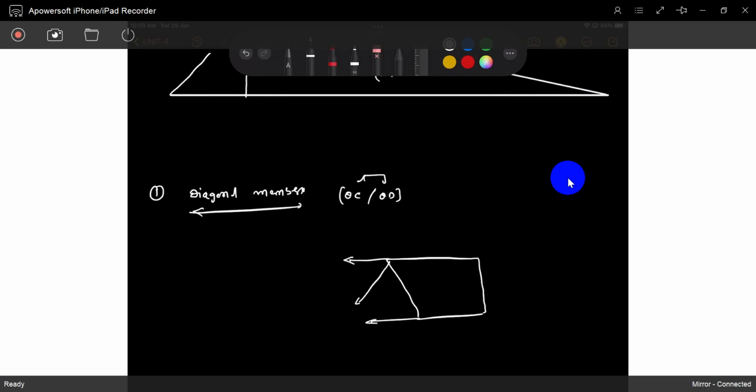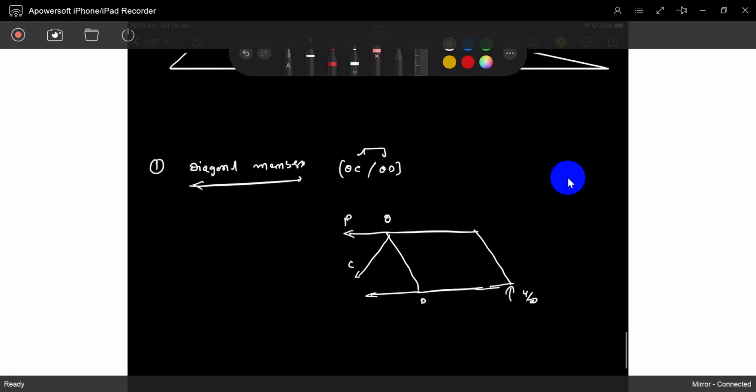The remaining part. It's a 4 by 20. This is a Q. This is a P. Are understood? This is a QC. This is a D point. This is C. Okay, are understood? Same thing. Now you can observe it.